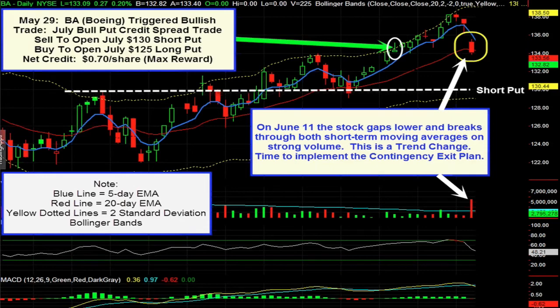So after May 29th entering the trade, on June 11th, the stock breaks lower. It also gaps down on high volume. This is institutional selling. This is not you, me, and all our friends trying to sell. This is some serious moolah coming to the table.